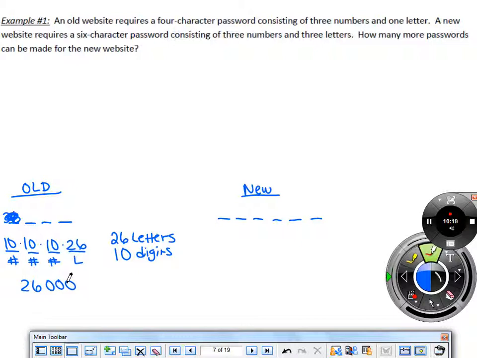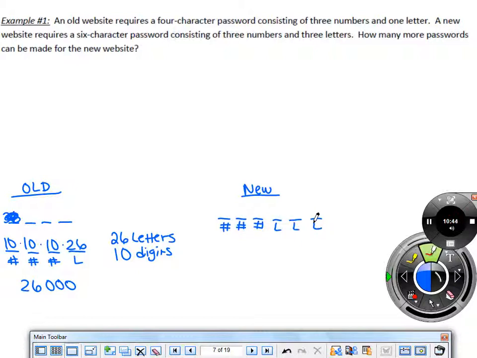Now, I wouldn't give you this problem like this on a test. I would be more specific, because you'll see that as we get deeper and deeper into probability, there's lots of little questions you need answered before you can actually calculate the number of possibilities or the probability of something happening. So it says 3 numbers and 3 letters. So we'll say number, number, number, letter, letter, letter.